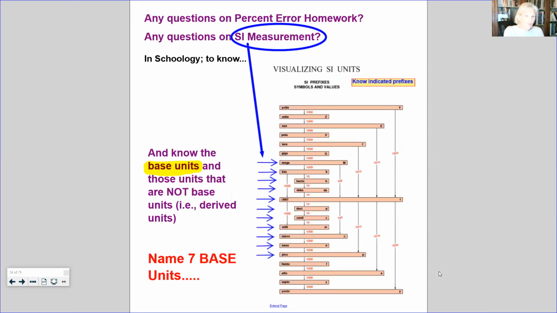What SI units do you have to know? That's Systems International. You need to know these blue arrows for the prefixes for the metric units. This is a document that's posted in Schoology Chapter 2. Please know the mega, kilo, hecto, deca, deci, centi, milli, micro, nano, pico. You need to know what those prefixes mean so that we use them in dimensional analysis. You also need to know the base units, but not all 7 of them. You need to know 5 of the 7 base units.